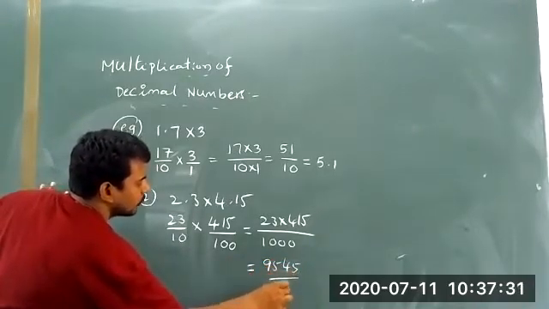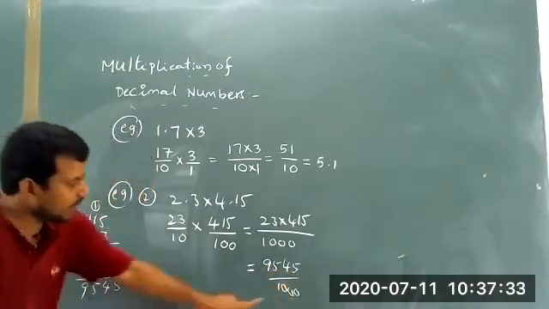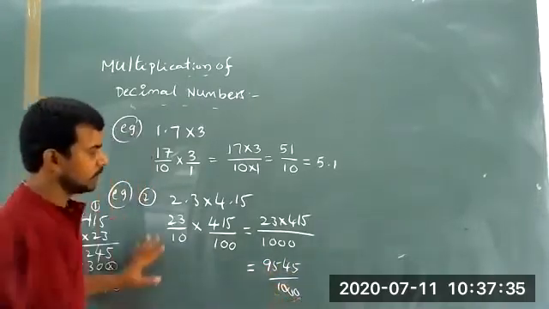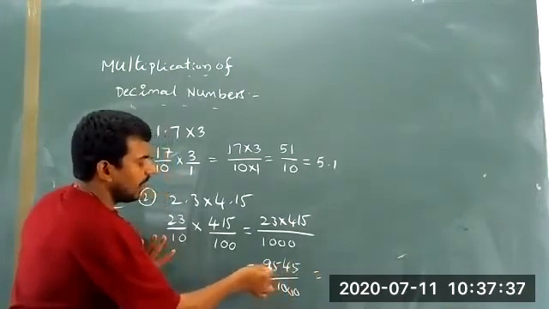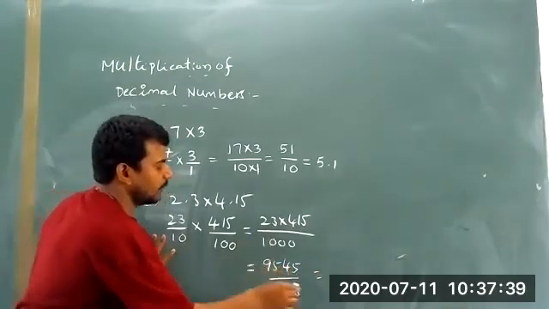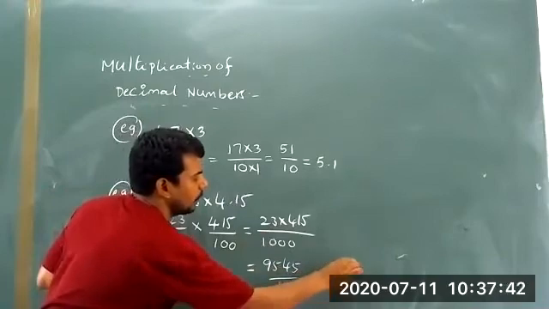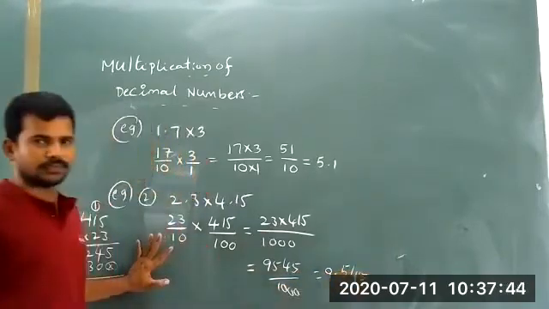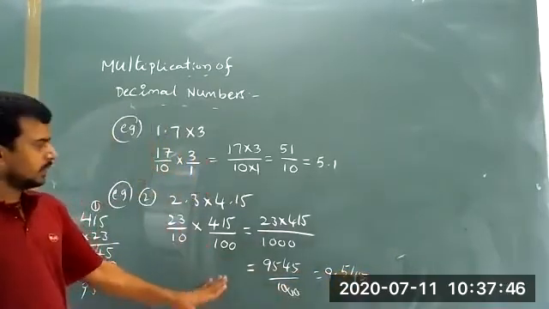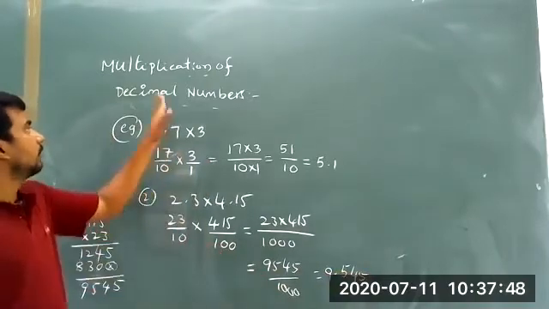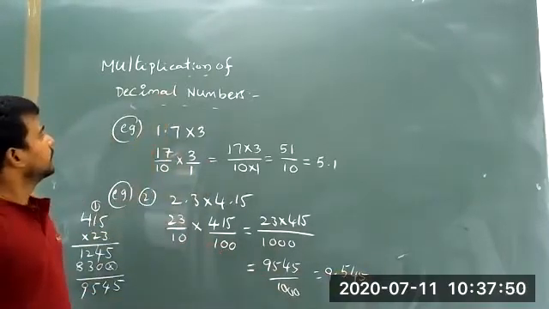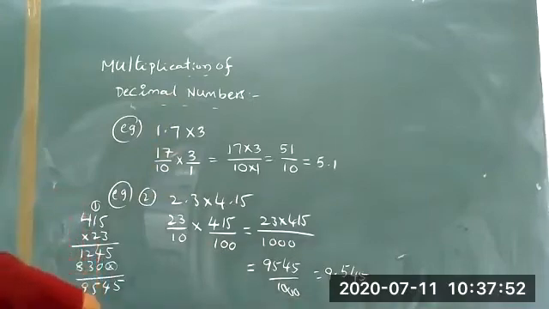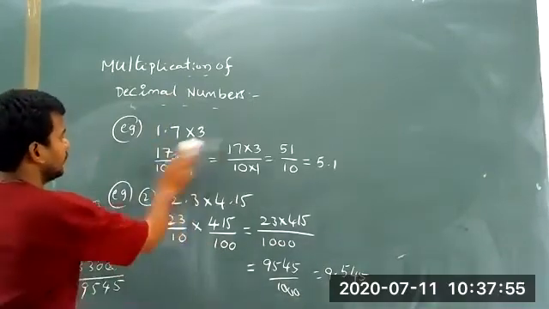9545 by 1000. So here how many zeros? 3 zeros. So from right to left, 1, 2, 3, after that we put a point. 9.545 is the answer of this one. Clear, children? This is the second example of multiplication of decimal numbers. Next.